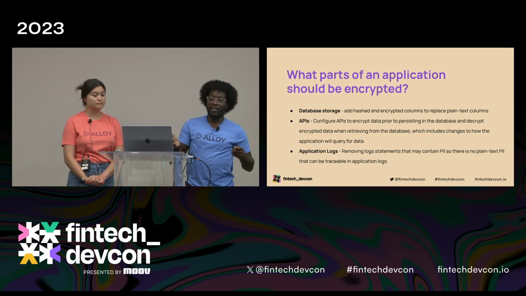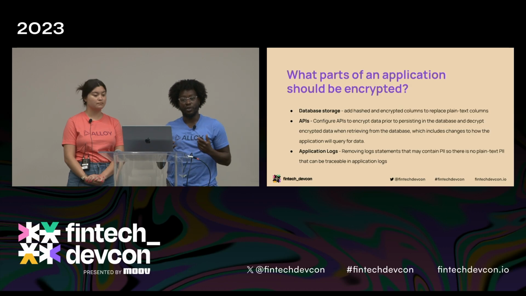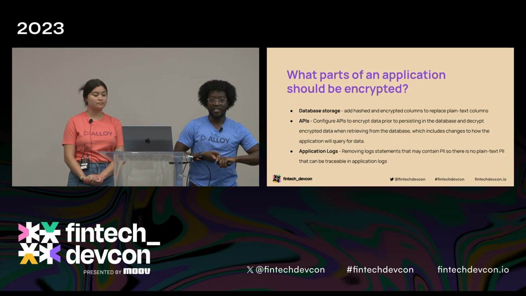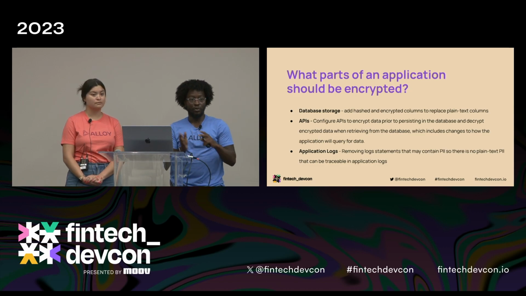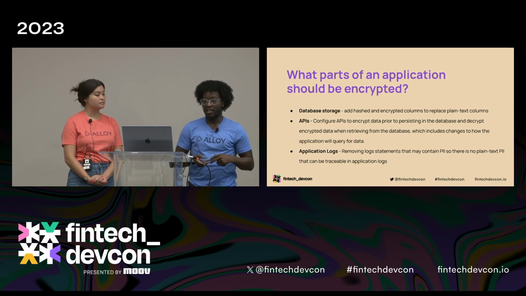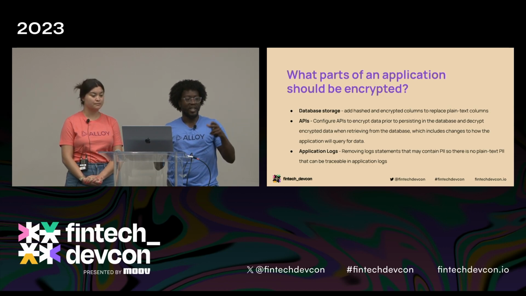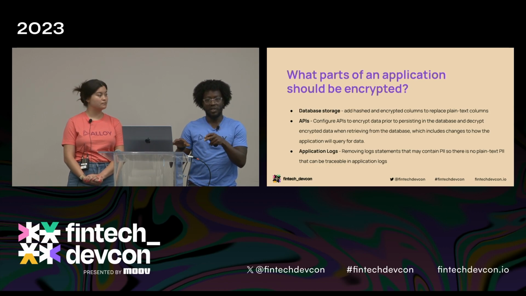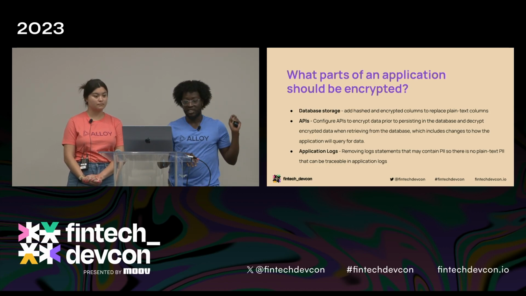And so, as stated earlier, what parts of the application do we want to encrypt? Database storage. This is where we're taking that plain text data and removing it, and now we have hash data and encrypted data being stored instead. There's a difference between the hash data and the encrypted data, and we'll get more into that once we get into the actual workshop itself.